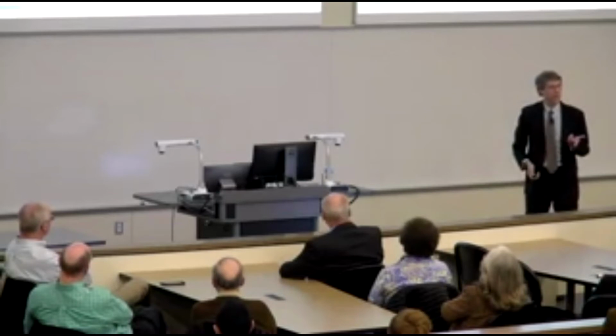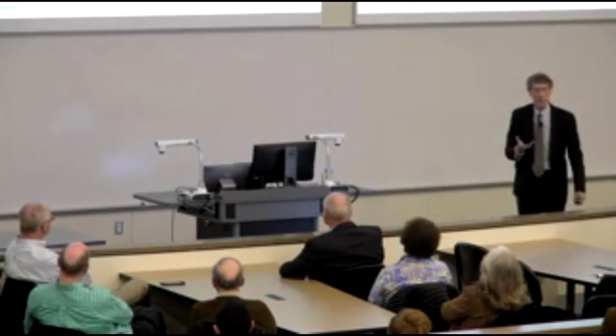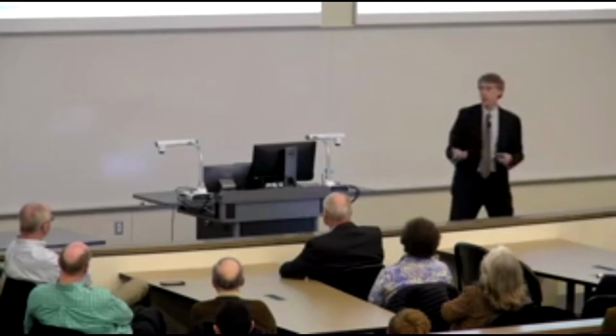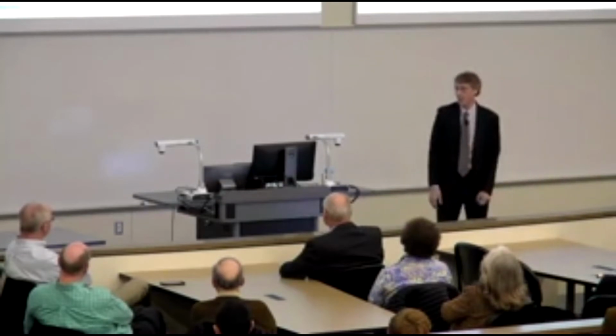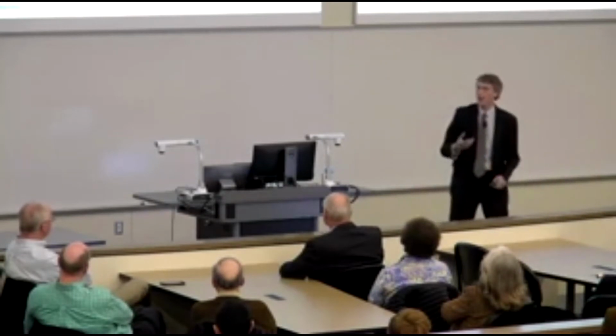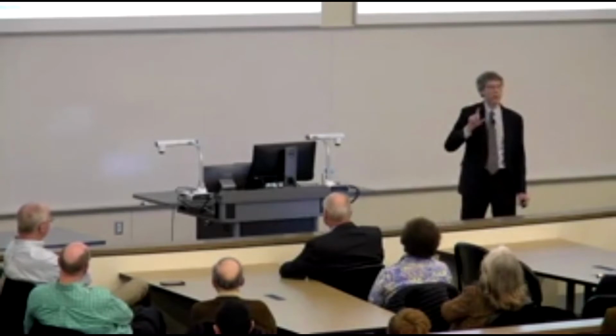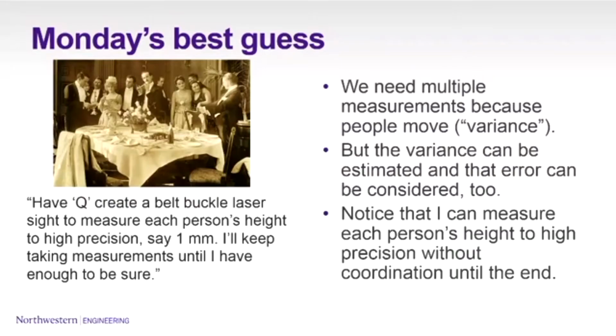Now, why do I have to take multiple measurements? Why not just one measurement of each person? Well, people don't stand still. People move around like I'm doing here. They may bounce up and down, they may be leaning over. So I can't just take one measure to be sure. In a statistical context, we call that variance.